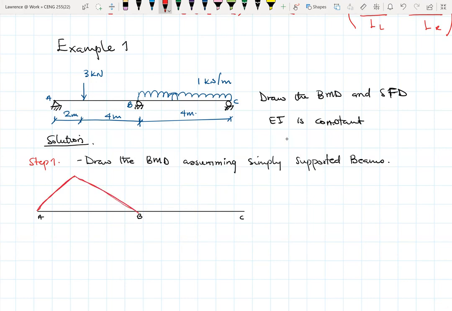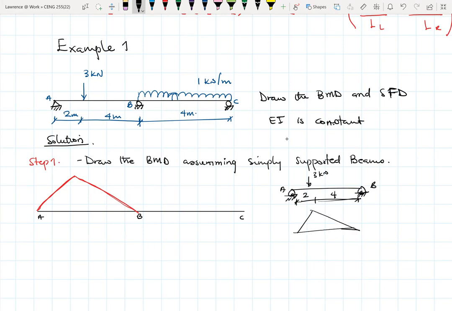So I have this 3 kilonewton load just like that, and this is A and this is B. These are my supports. I have my dimensions, 2 meters and 4 meters, and I draw my bending moment diagram. This is how the bending moment diagram is going to look.